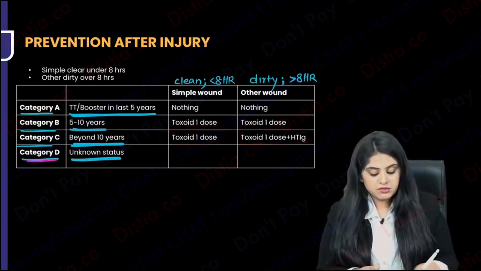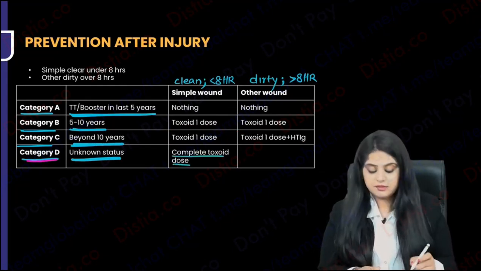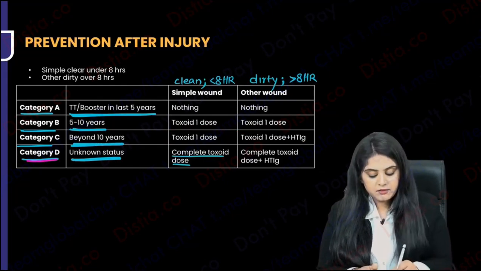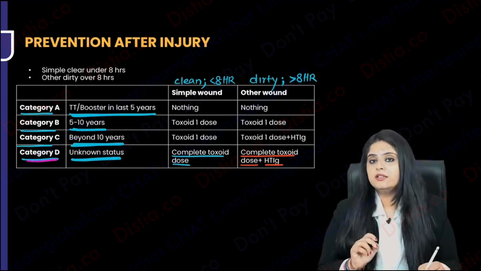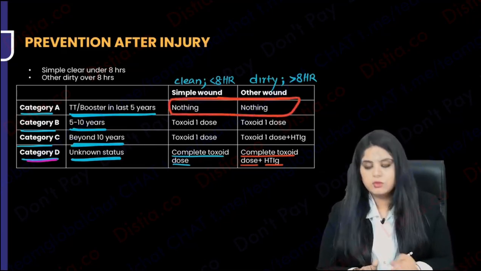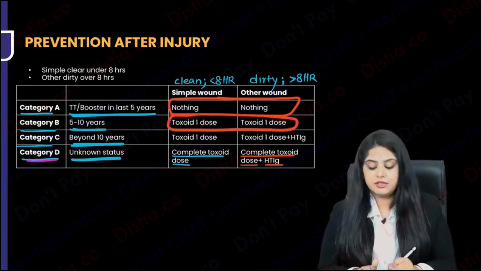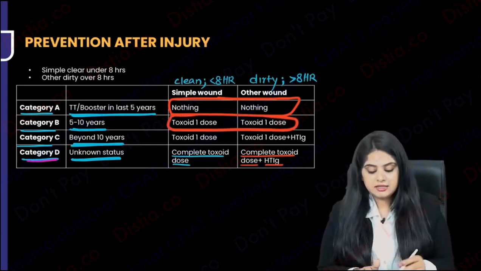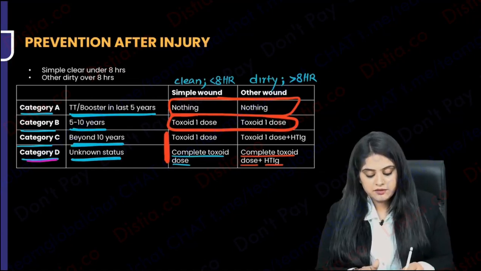Fourth wale, the Dumbo person, you cannot do with 1 dose, you will have to give him the complete toxoid dose if it is a simple wound, and in a complicated wound, along with that complete toxoid, you will have to give him human tetanus immunoglobulin. तो कैसे याद करें? Now simple. First, figure out that पहली category में तो दोनों ways में कुछ नहीं करना. Second category में दोनों ways में 1 dose you are gonna give. The third and fourth category, if they are simple, you are gonna give simple.